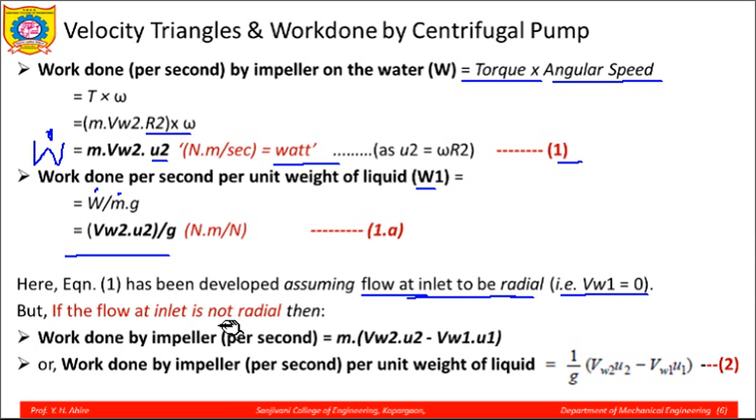But if the flow at inlet is not radial, then the formula for work done by the impeller per second is m dot into bracket VW2 U2 minus VW1 U1. This would be the formula. Or the work done by the impeller per unit weight of the liquid is equal to 1 by g, VW2 U2 minus, bracket again, VW1 U1 within the bracket. Okay. So this rate of work done is divided by m dot into g. So m dot cancels. So 1 by g, VW2 U2 minus VW1 U1, bracket complete. Let us call this equation number 2.